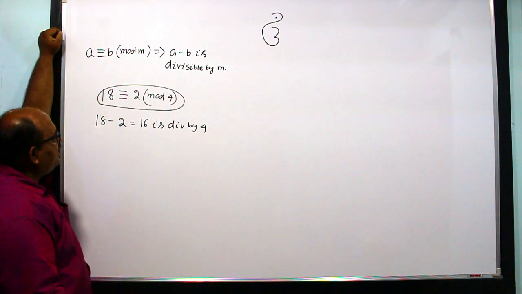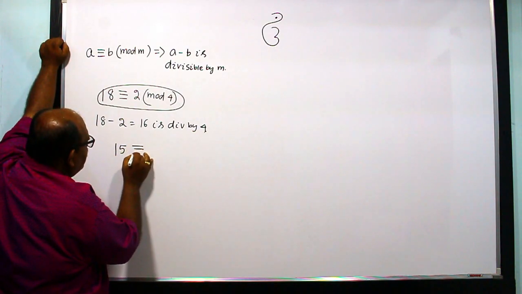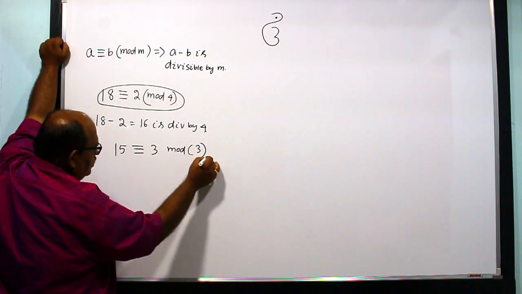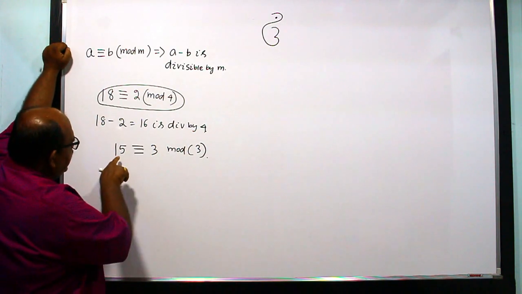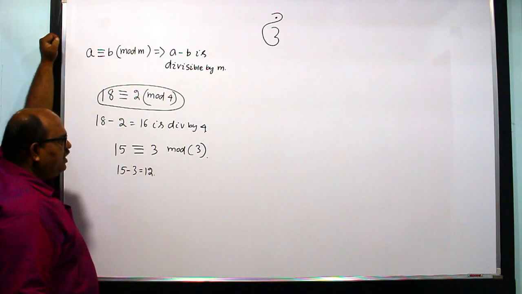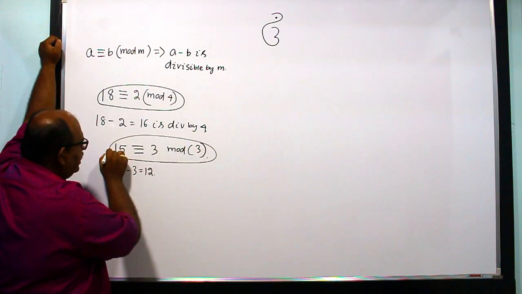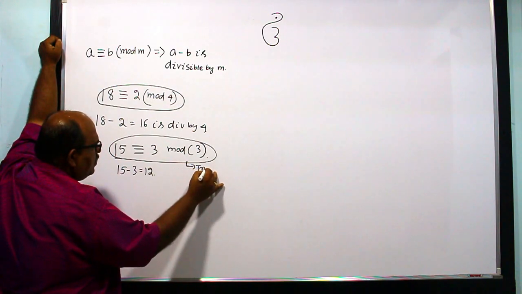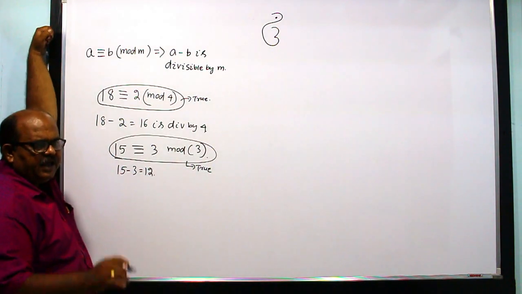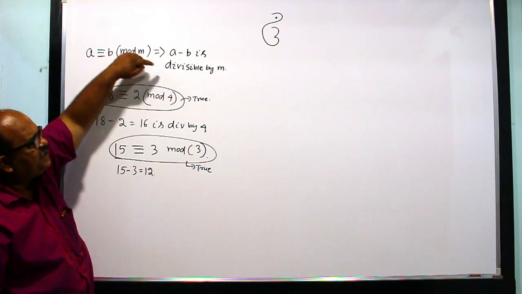Similarly, come to another example. The other example is 15 congruent to 3 mod 3. True or false? We take A minus B: 15 minus 3 is 12. Now 12 is divisible by 3, so 15 congruent to 3 mod 3 is also true. This one is also true. Did you understand? A congruent to B mod M means A minus B is divisible by M.